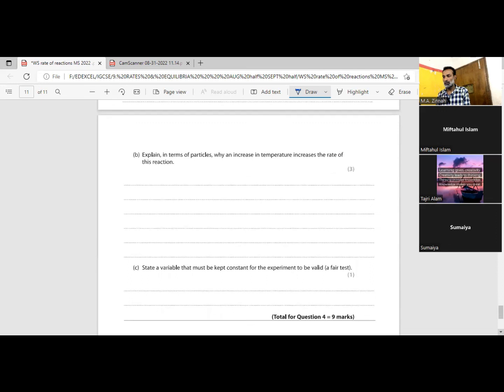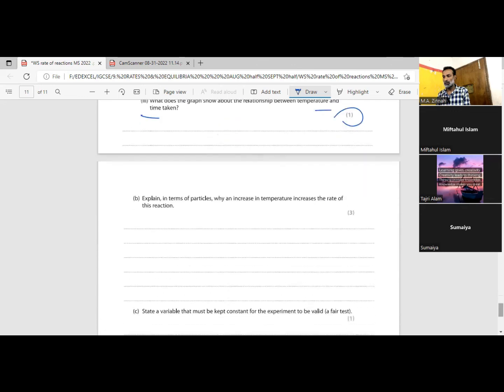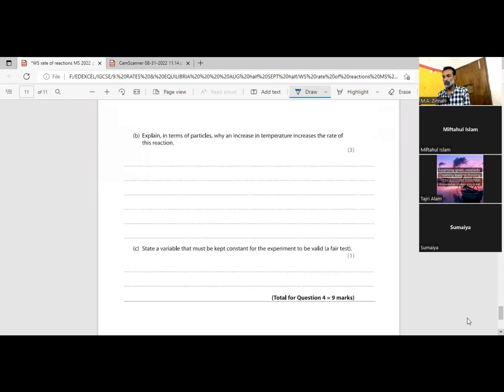Wait, if you write rate directly proportional to temperature, that is okay. Listen carefully, let me look at the question again. What does this show about the relation between temperature and time taken? It will be inversely proportional, right? Temperature makes the rate increase, but time taken is inversely proportional. I am sorry, I answered without reading the question properly.